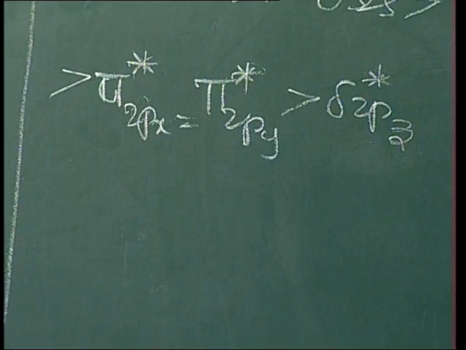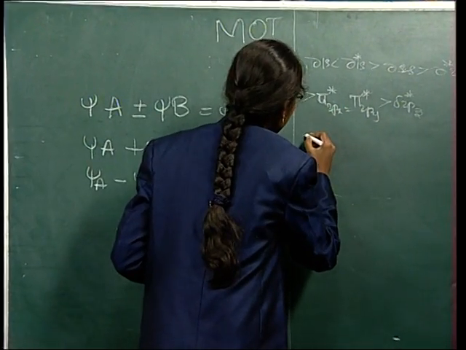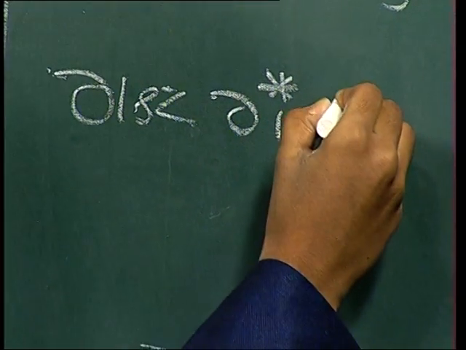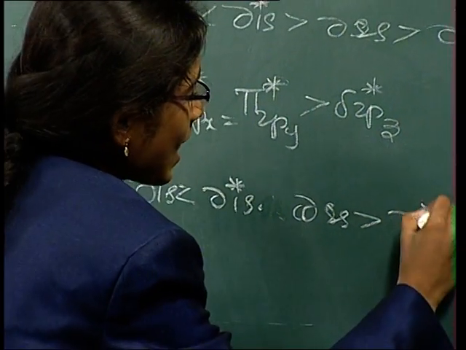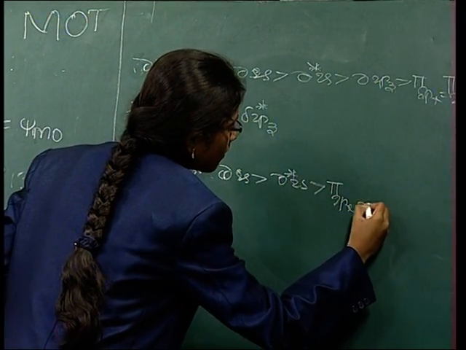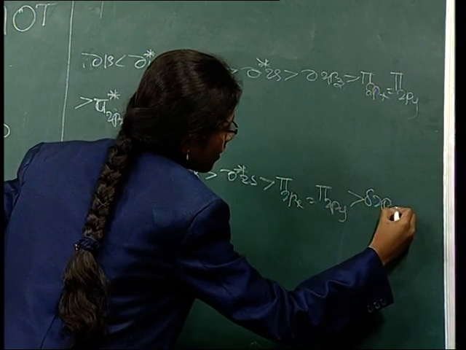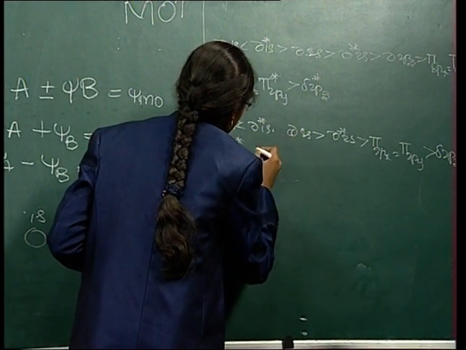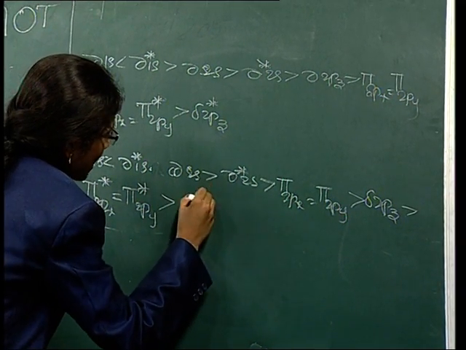Then what is the increasing order of energy level for lighter elements? The increasing order of energy level for lighter elements is sigma 1s < sigma asterisk 1s < sigma 2s < sigma asterisk 2s < pi 2px = pi 2py < sigma 2pz < pi asterisk 2px = pi asterisk 2py < sigma asterisk 2pz.